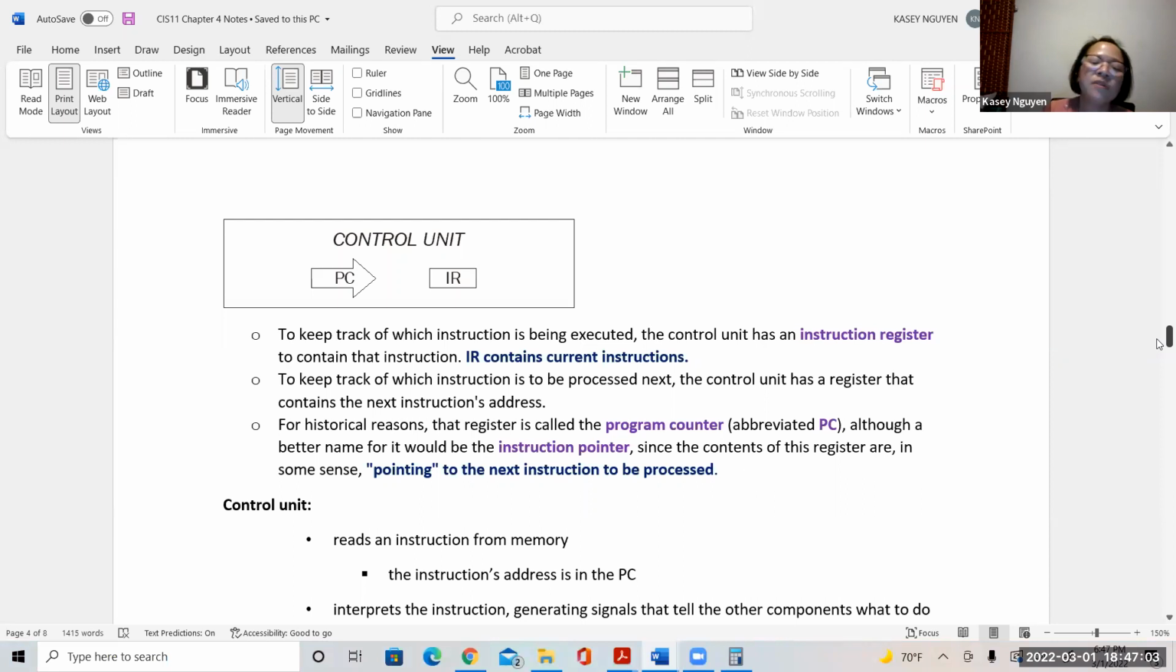And here the author notes that because of the legacy system, they use the term program counter, but it really should be called instruction pointer. So this register really points to the next instruction to be processed, what's next in queue. That's what your PC really is: it's going to keep track of what's coming up, whereas the IR stores what's current. Any questions?